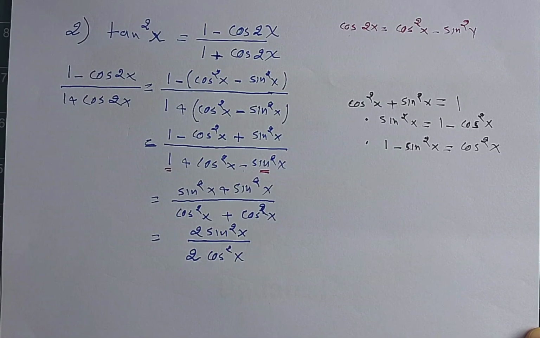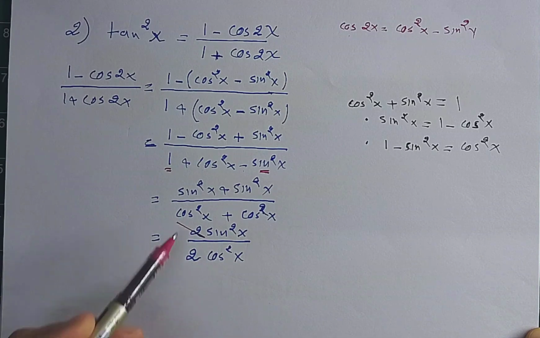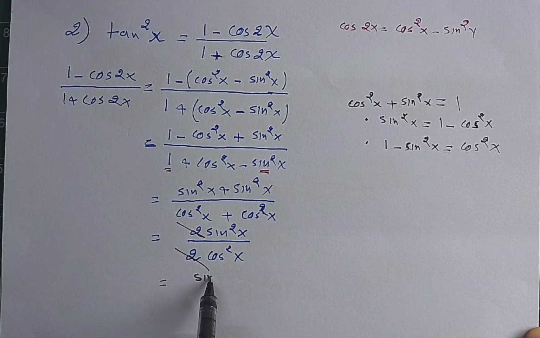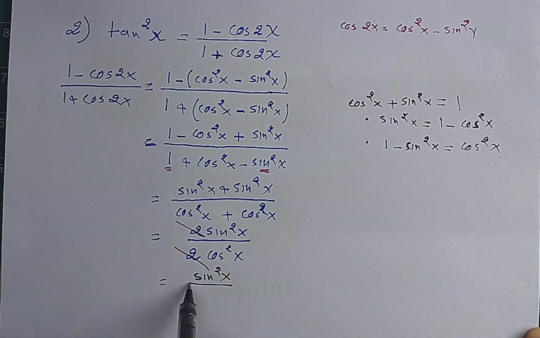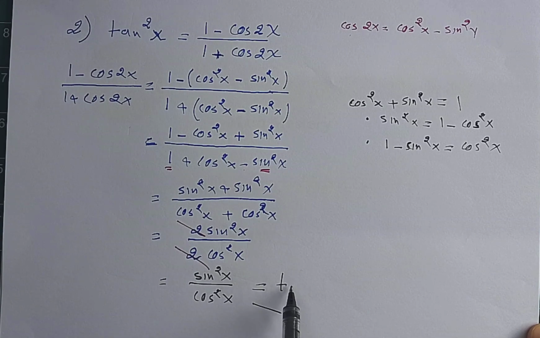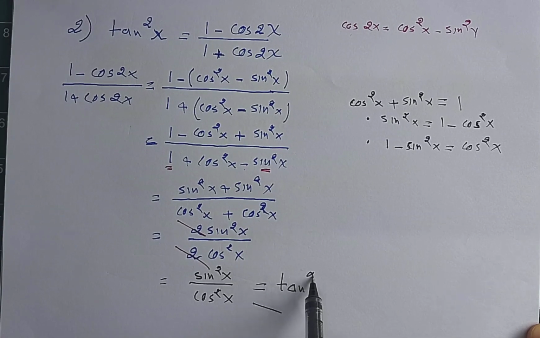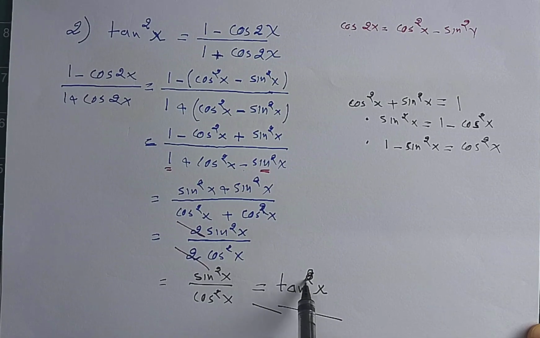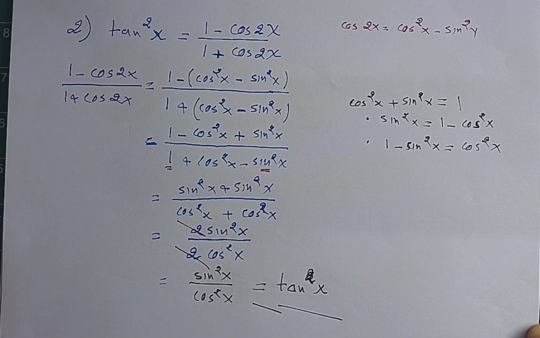I simplify here by 2 in the numerator and denominator. So we have sine square x out of cosine square x. That's it. That will be our result, tan square x. That's what I needed to prove in our question.